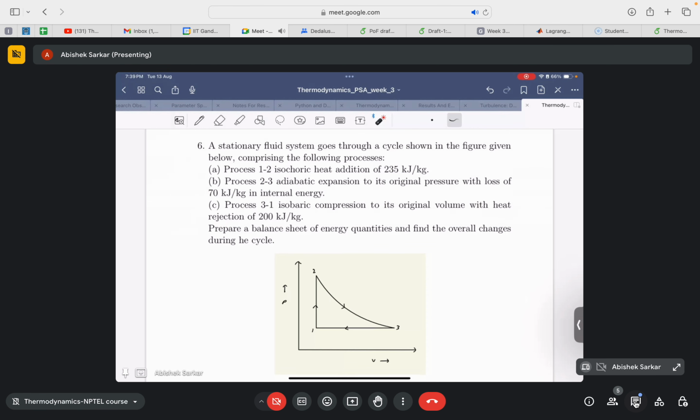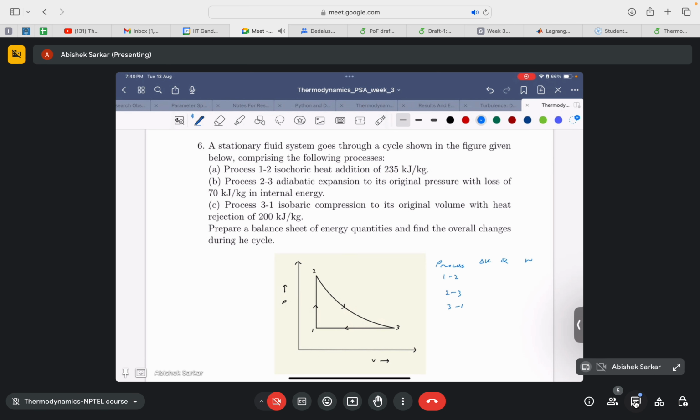So you need to find, say for 1 to 2, the net work interaction and internal energy change. Again, everything that is not given. For 2 to 3 you are not given the net work interaction, so you have to find it, and for process 3 to 1 you need to find the net work interaction and internal energy change. So basically what we are trying to generate is a table with process, delta U, Q and W, for processes 1 to 2, 2 to 3 and 3 to 1.